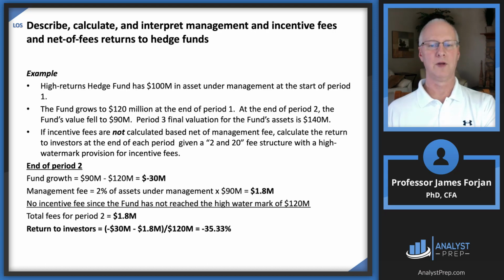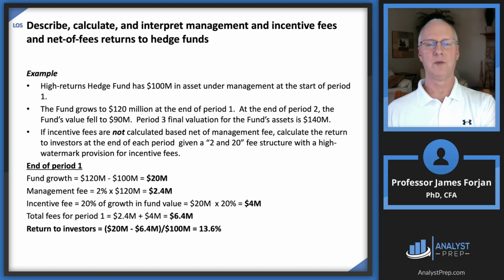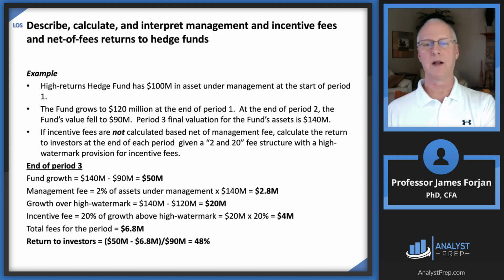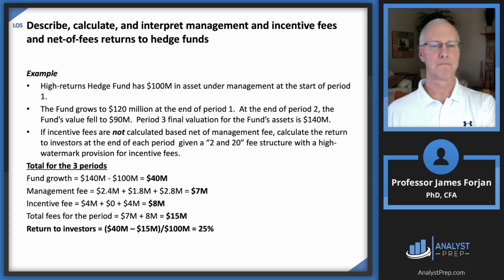All right, so what did we do here? We started with 13.6, then we lost a little bit more than a third, then we got back a little more than half. Now we can sum those. Total for the 3 periods is 40 million. The management and incentive fees sum to 15 million. And so you can calculate a total return to investors over that 3-year period of 25%.